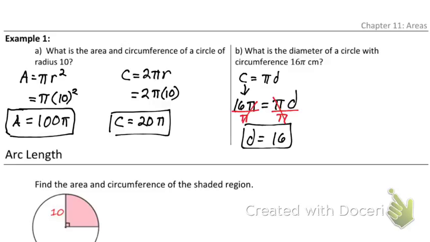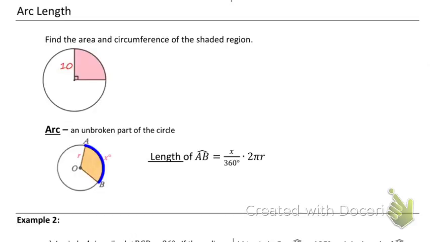Because now we're going to throw something a little more new at you. This next section is a little bit more new, and that is finding the area and circumference of a shaded region. All right, we're finding the area and circumference of a shaded region.